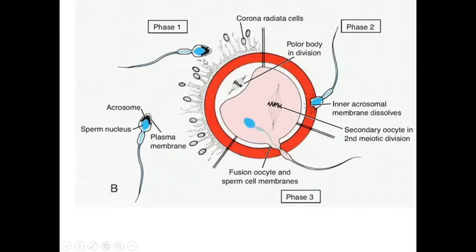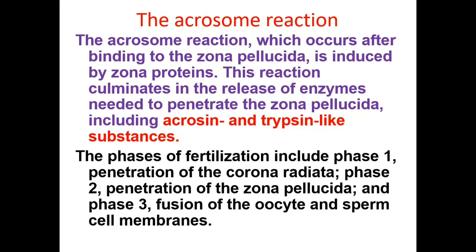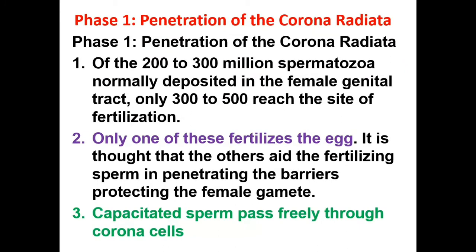So first phase will be the passing through the corona radiata, and the second, penetration of the zona pellucida. Third will be the fusion with the membrane of the oocyte. Now the details of these phases. Number 1, the penetration of the corona radiata.